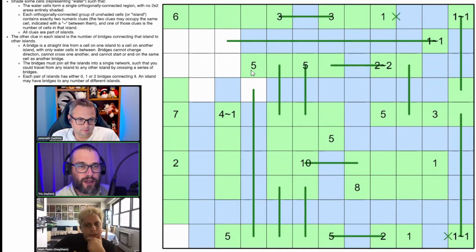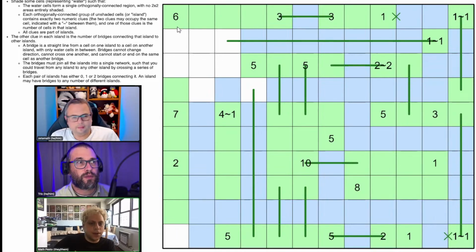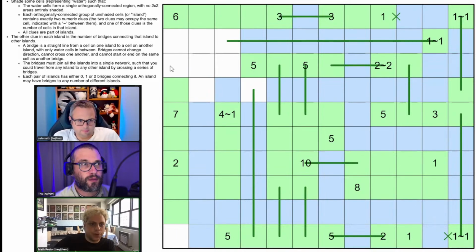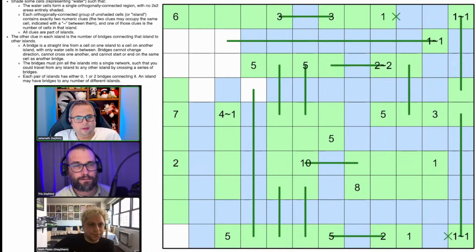2 column 1 is water, says Emma. Oh, because then the bridge in row 2 would go all the way left, and then we can get more bridges coming out of that 6 island. Yeah, yep. Agree.